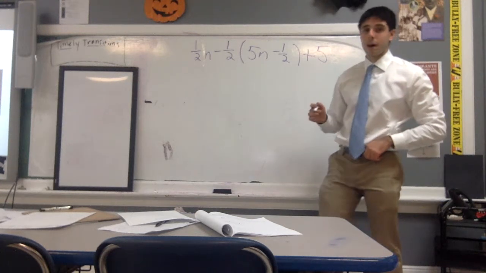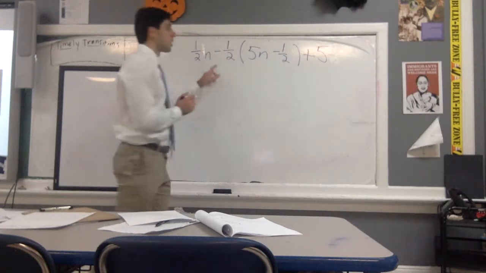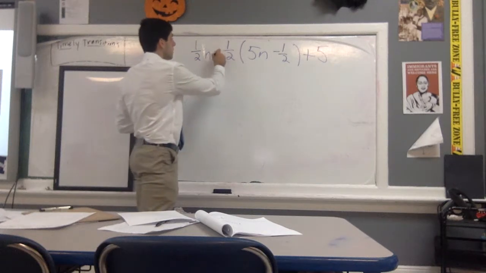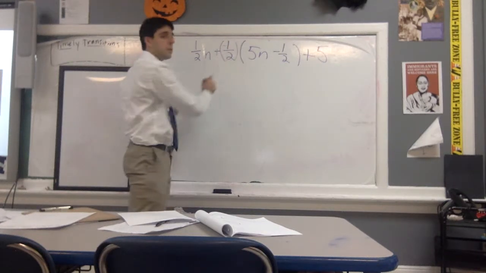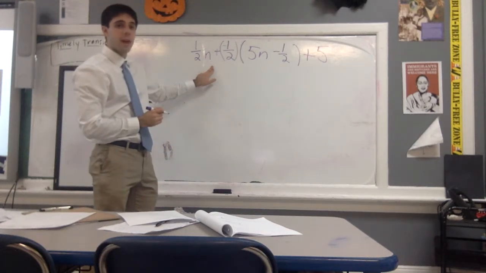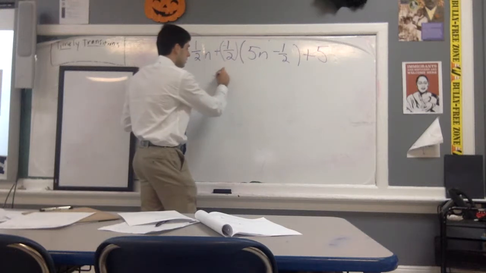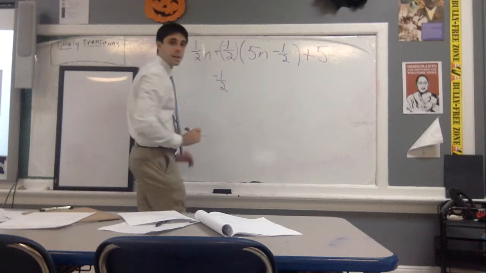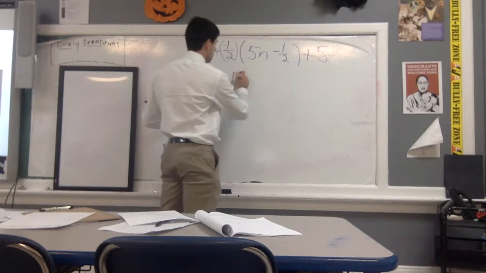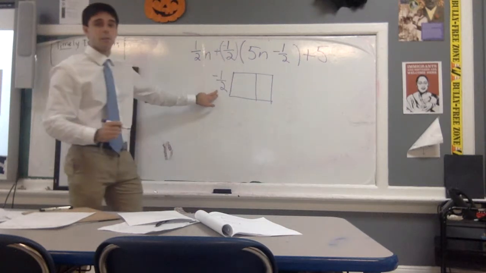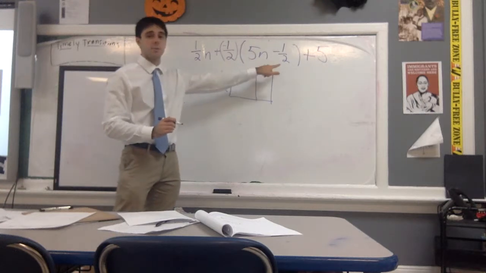And we're going to be distributing by negative 1/2. Remember, we can turn this value from negative 1/2 to adding negative 1/2, like that. So that means our model is going to look like this. Negative 1/2. Make our box. We're going to distribute our negative 1/2 to the two terms inside the parentheses.